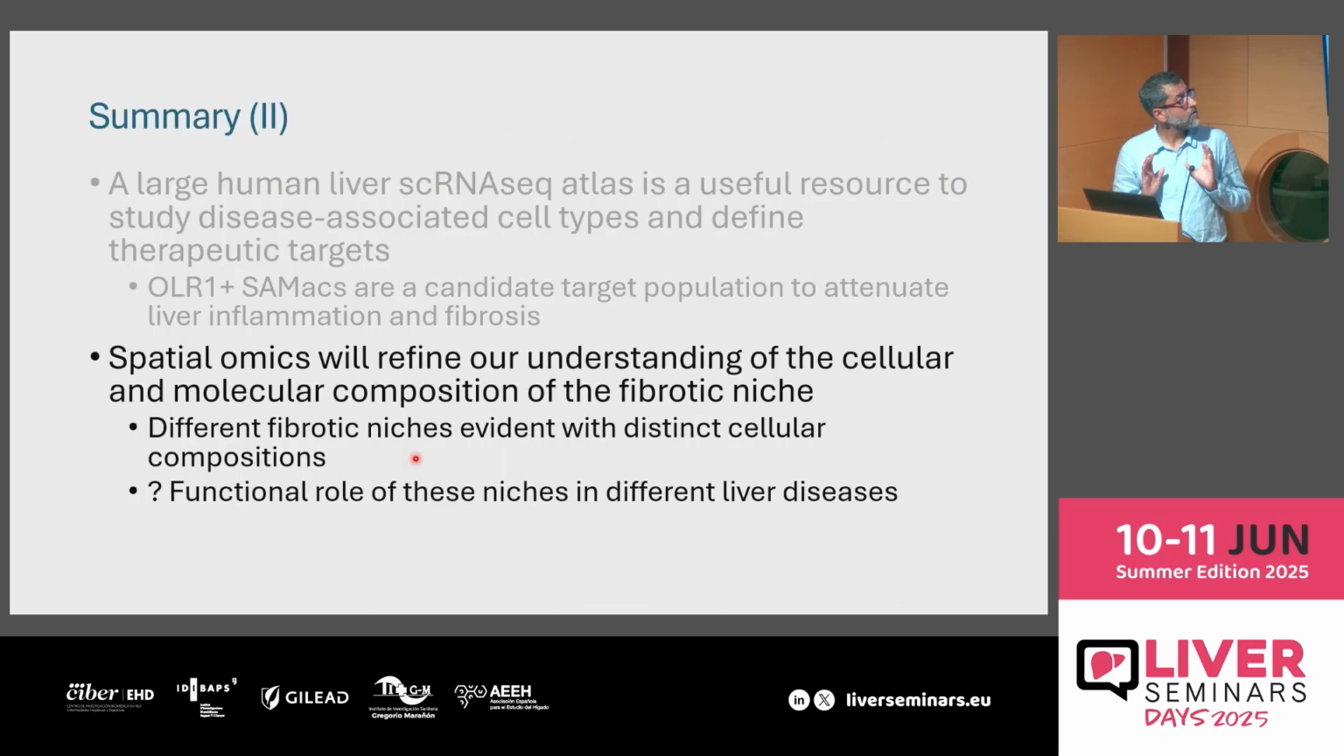So this is still in its infancy, I would say, but it's a fast-moving field where I think spatial omics is really going to refine our understanding of which cells are in the fibrotic niche, the molecules, and how they're interacting with each other. And I think we're already starting to see that there are probably different types of fibrotic niche which have different cellular compositions. But what we don't yet know is what are the functions of these different niches, how do they evolve in different types of liver disease? Is one present earlier in disease than others? So I think as we go forward and generate more data, we'll hopefully get a much better handle on that.